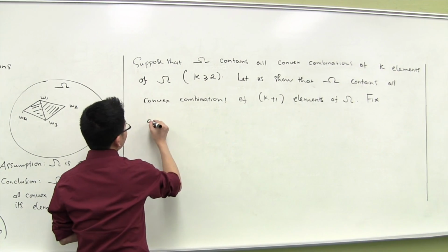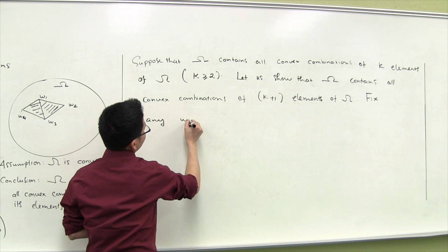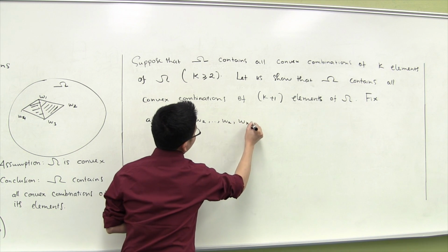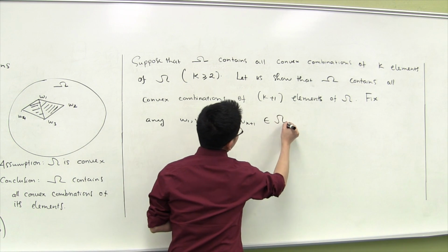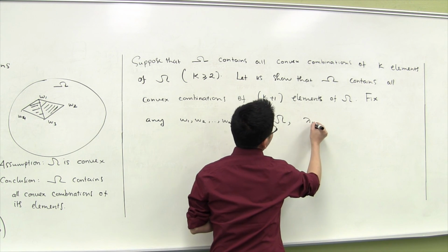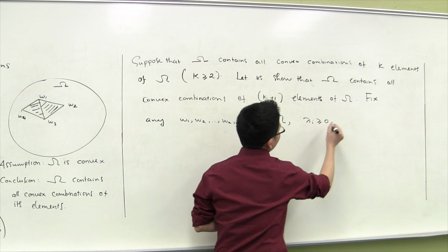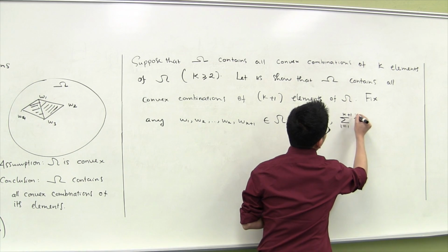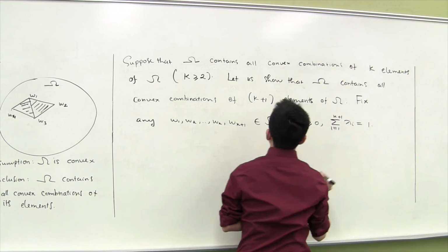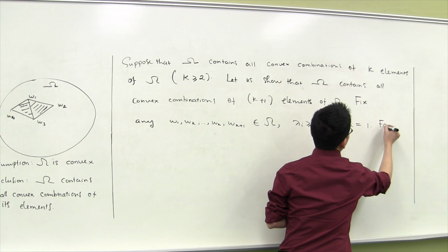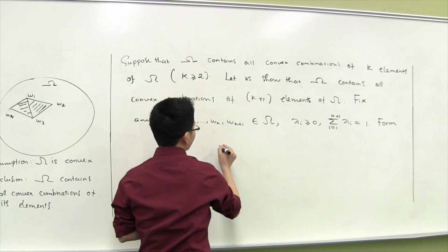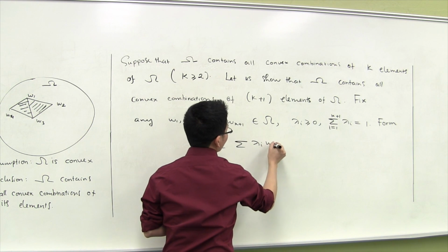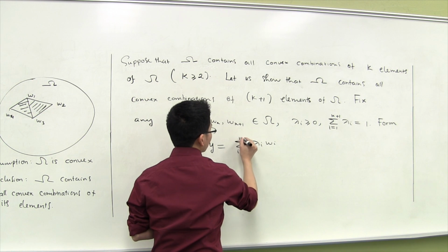any w1, w2, ..., wk, and wk plus 1 in omega, and lambda i greater than or equal to 0 with the sum of lambda i, where i runs from 1 to k plus 1, equal to 1. Okay, and then we form the following element y, which is the sum of lambda i wi, where i runs from 1 to k plus 1.